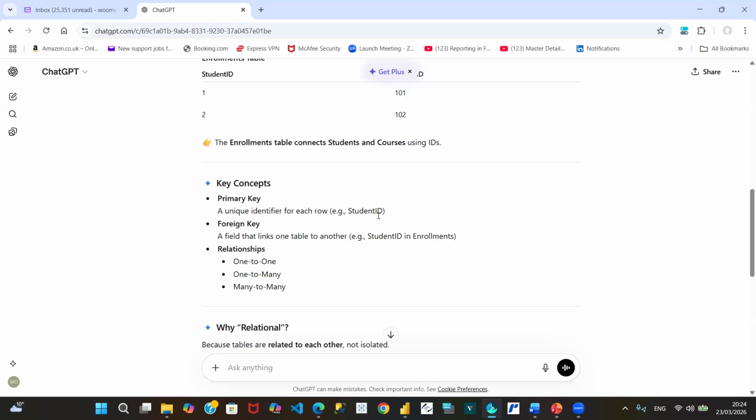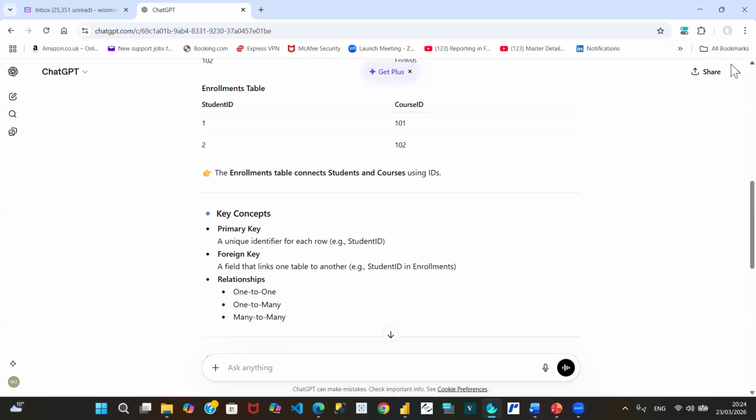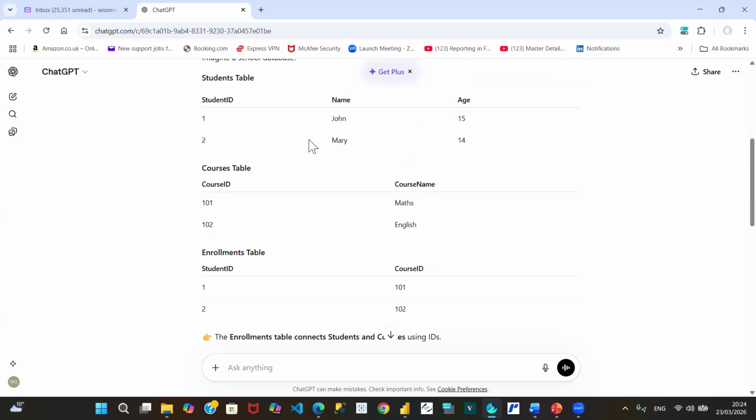So the key concepts in those three tables now: a unique identifier for each row. For the student ID, let me go back up a bit. Here, student ID is the unique identifier. Anytime you mention ID 1, you are talking about John. ID 2, you are talking about Mary. And on this table, the numbers cannot be repeated. That's what makes them unique identifiers on this table.